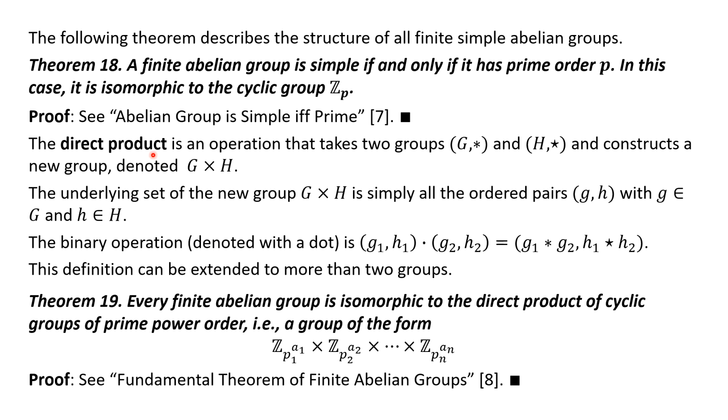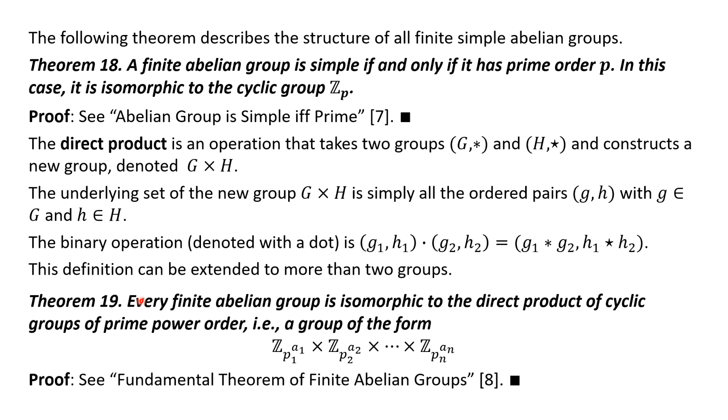Then we have another theorem. A little background first. The direct product is an operation that takes two groups with potentially different operations and constructs a new group, G direct product H. The underlying set of the new group, G direct product H, is simply the ordered pairs (g, h), where g is from G and h is from H. The binary operation, denoted with a dot, is defined as follows. If you take two elements from this direct product, the product is written as this pair. You notice you're using the operation for G on the first part of the pair and then the operation for H in the second part.